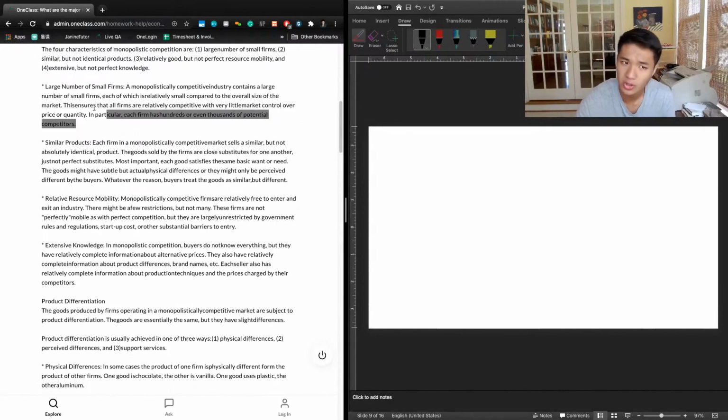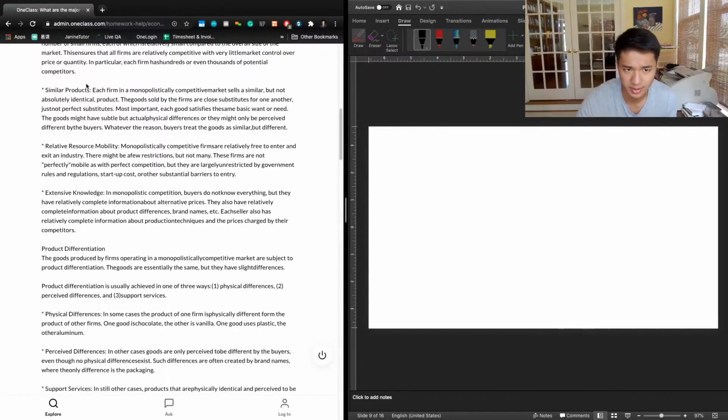For a large number of small firms, a monopolistically competitive industry contains a large number of small firms, each of which is relatively small compared to the overall size of the market. This ensures that all firms are relatively competitive with very little market control over price or quantity. In particular, each firm has hundreds or even thousands of potential competitors. That's different than monopoly, where you have no competition at all, and you have very strong centralized market control.